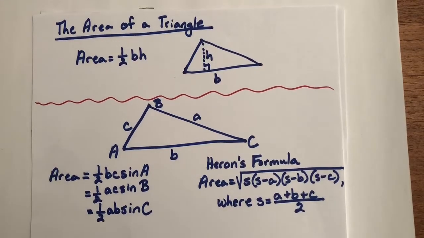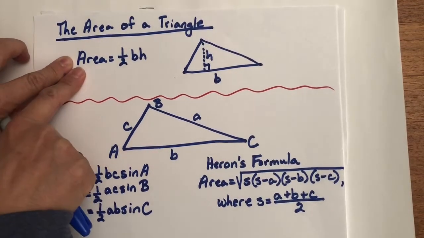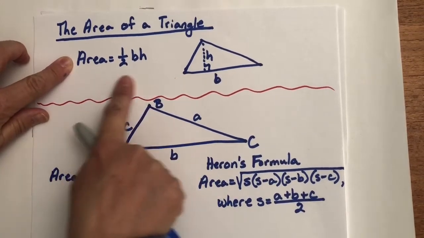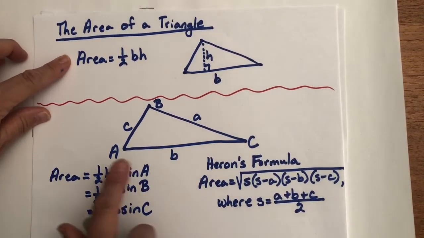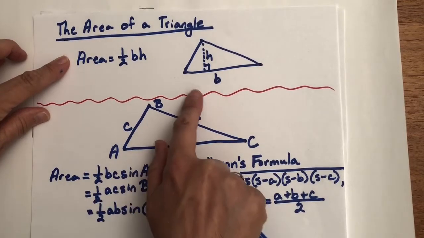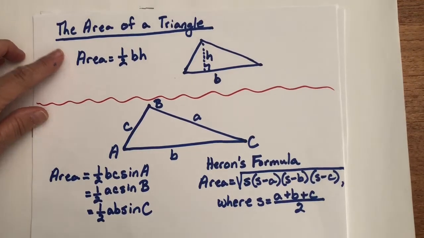We're going to talk about finding the area of a triangle. We have a number of ways to find the area of a triangle. We have this geometric way that you probably have seen before, where the area of any triangle is equal to 1/2 the base times the height. But we have other ways.